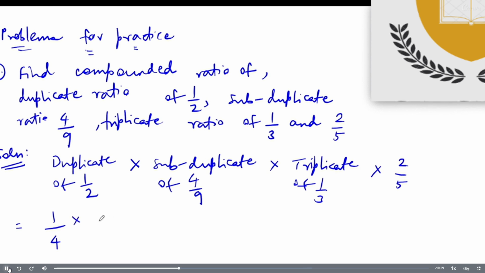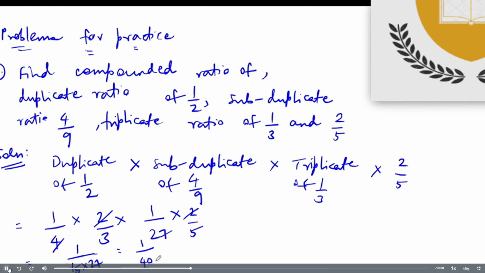Okay, duplicate of 1 by 2 is 1 by 4, subduplicate of 4 by 9 is 2 by 3, triplicate of 1 by 3 is 1 by 27 and 2 by 5. Be very careful, only 2 by 5. So that would be 1 by 15 into 27, which is 1 by 405.